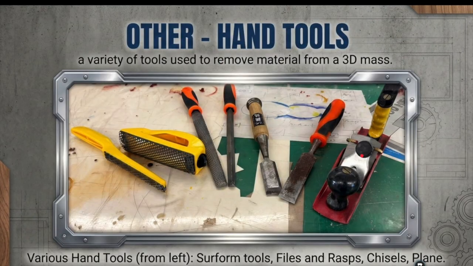Some other tools that we might use are hand tools. And so there are a variety of tools used to remove material from a 3D mass. So from the left here, you can see we have these Surform tools. We also have a rasp and a file. We have some chisels and a plane.